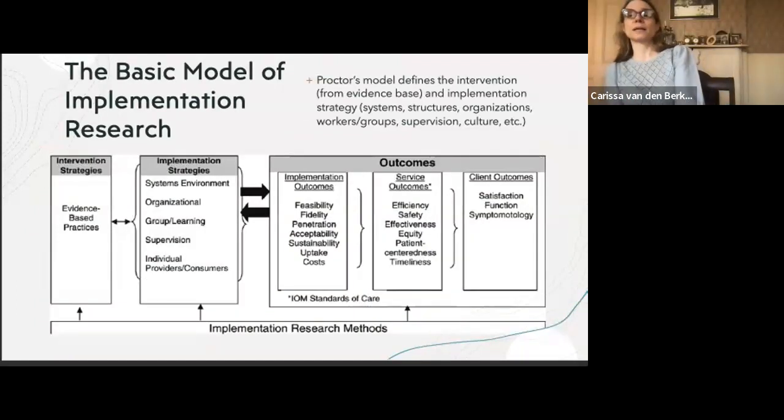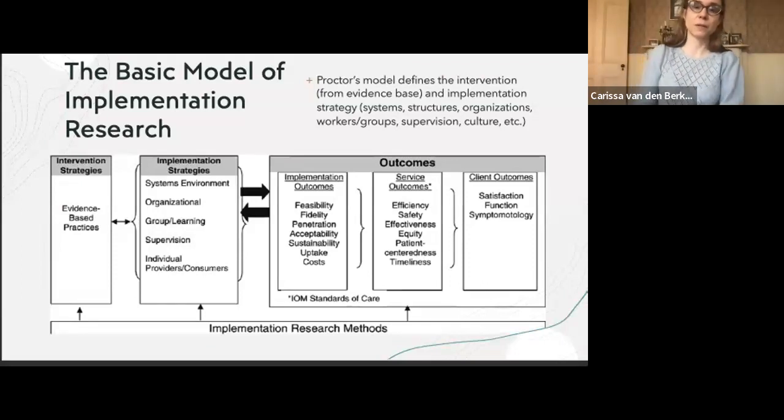So what does this look like? There's a whole bunch of different models of implementation. One of the more well-known models has been established by Enola Proctor, who used to be one of my professors at Washington University. She created a model that focuses on how evidence-based practices are measured, and if they are, how we can consider them to be effectively implemented.